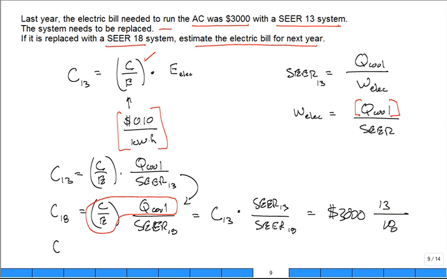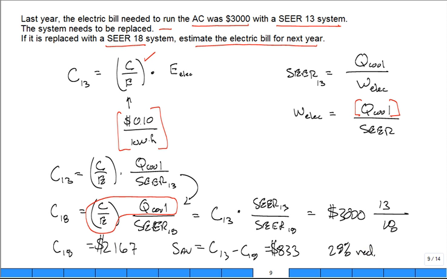We anticipate the cost with the 18 SEER to be $2,167, somewhere in that vicinity, representing a savings of C13 minus C18 of $833, representing around a 28% reduction in your electric use or electric bill due to the air conditioner.